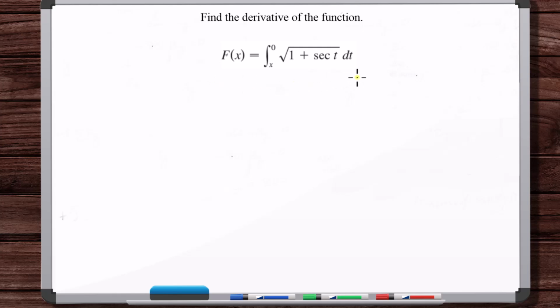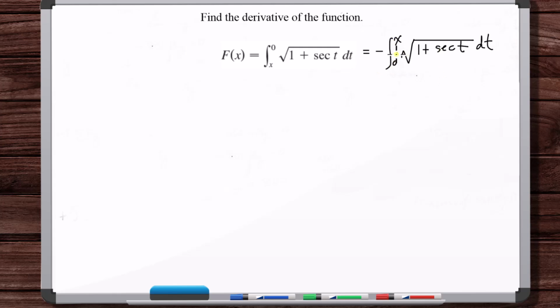Okay, this doesn't match the form of the fundamental theorem because you've got the constant as the upper limit and the variable as the lower limit. But we know that we can easily switch this by just putting a minus sign out front and swapping the limits of integration.